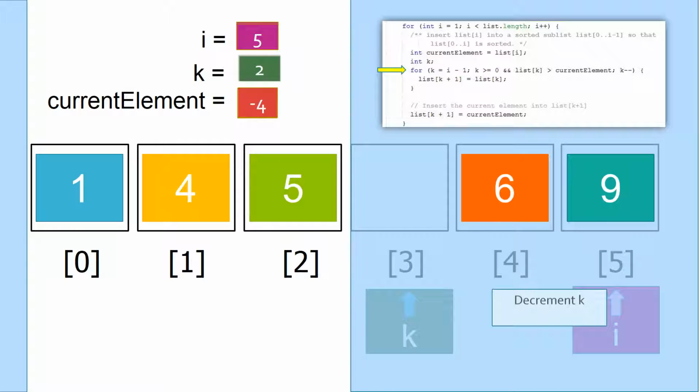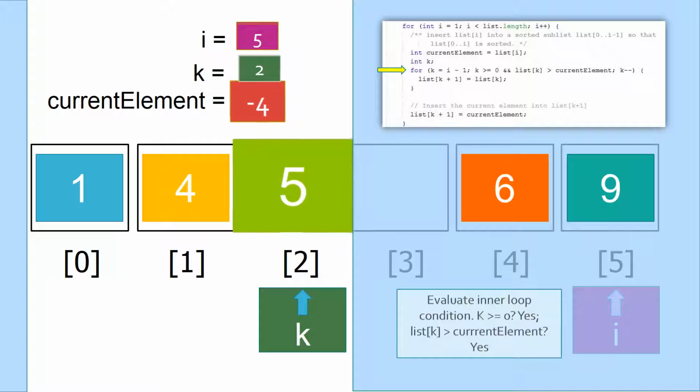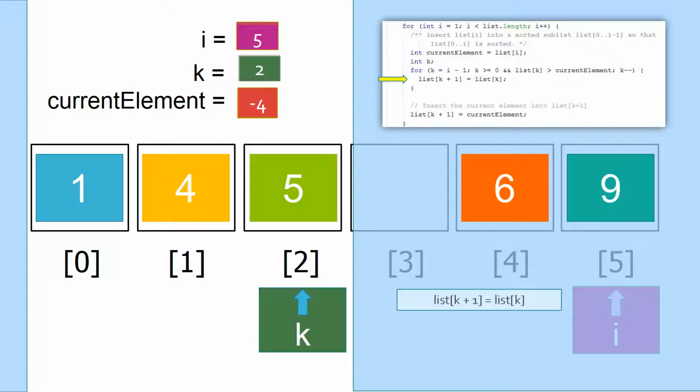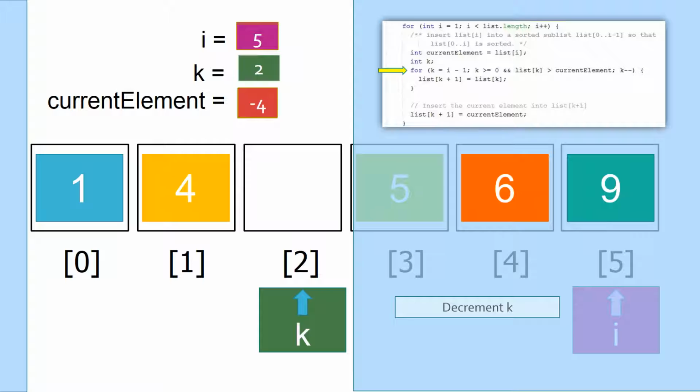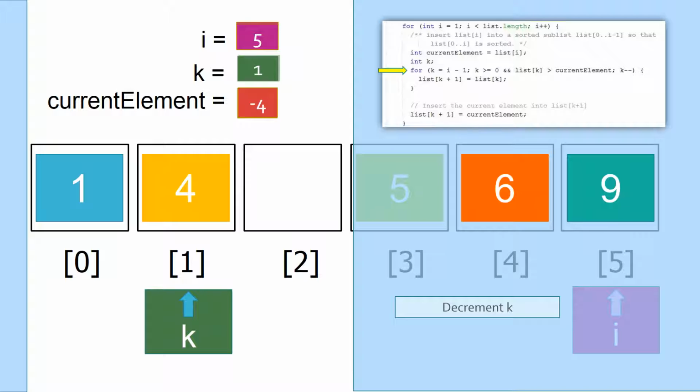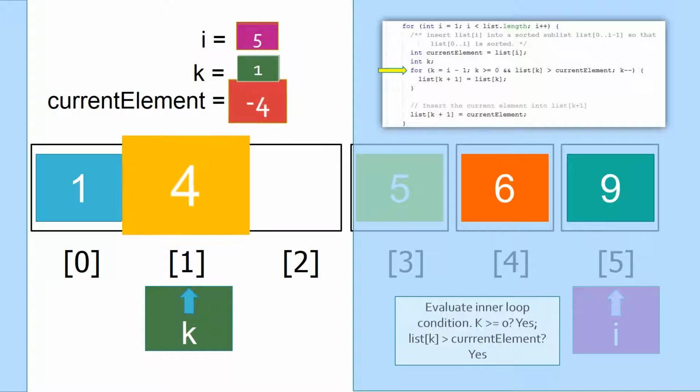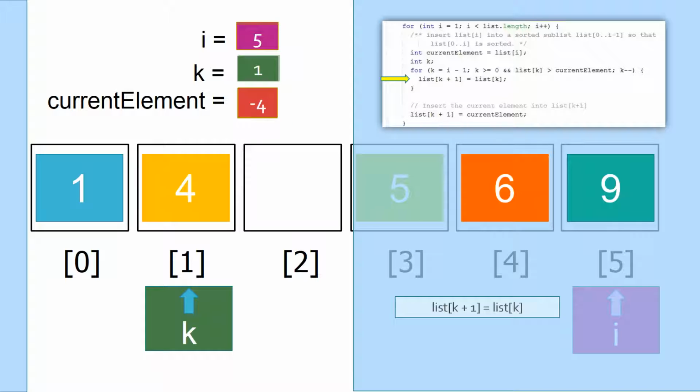Now we're going to update k by subtracting from it again. Our condition, is the data at this position greater than our saved value? Yes, it is. So we'll move it over 1. We'll decrease the value of k. We'll do the comparison and see that yes, the data at this location in the array is greater than our saved data. Execute our inner loop, which will adjust the position of this data to one position further in the array.